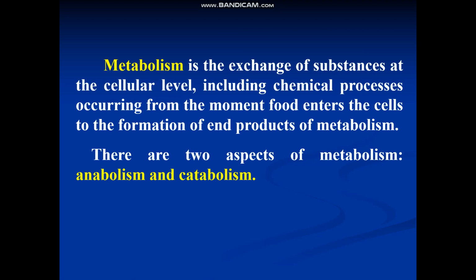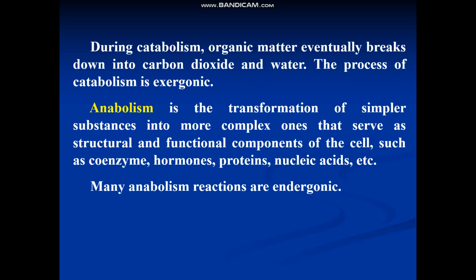Metabolism is the exchange of substances at the cellular level, including chemical processes occurring from the moment food enters the cell to the formation of end products of metabolism. There are two aspects of metabolism: anabolism and catabolism. During catabolism, organic matter eventually breaks down into carbon dioxide and water.